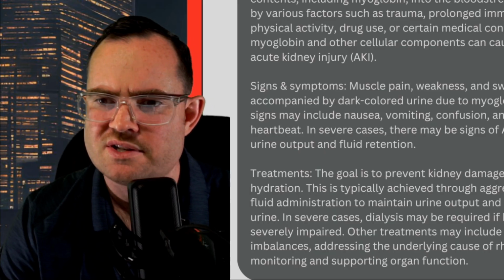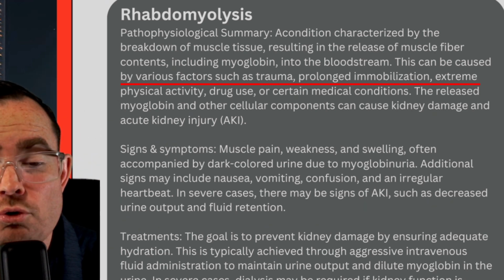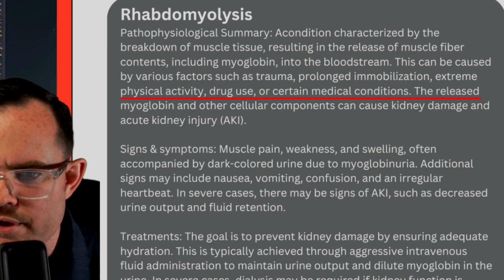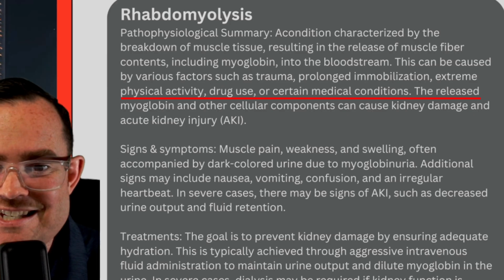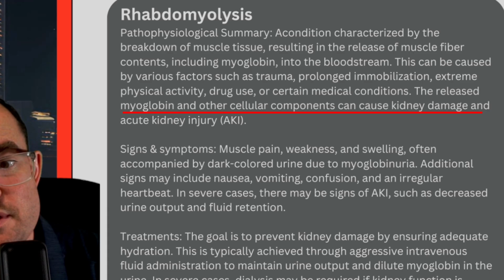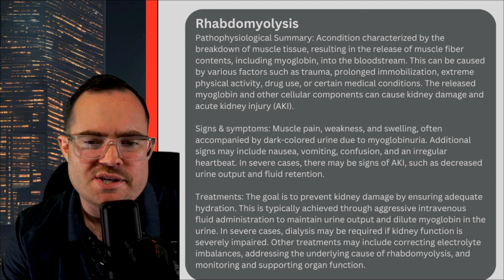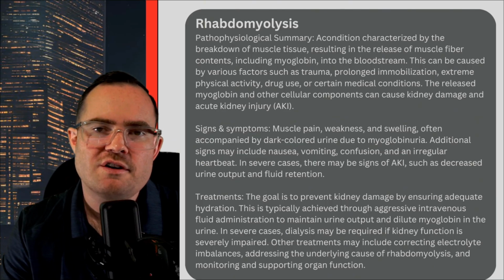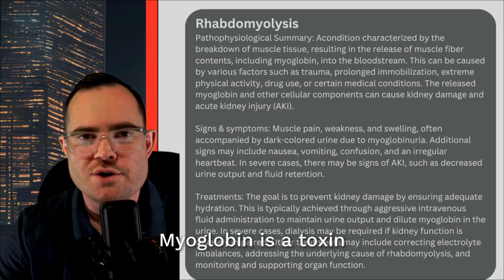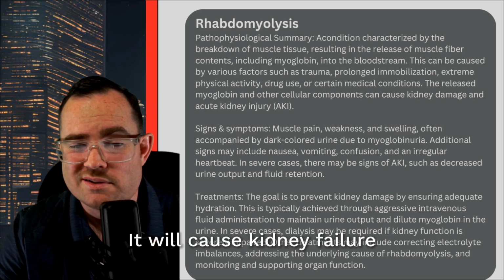It can be hazardous. This can be caused by various factors such as trauma, prolonged immobilization, extreme physical activity, drug use, or certain medical conditions. The released myoglobin and other cellular components will cause kidney damage and acute kidney injury. Now, we know your kidneys are there to filter out your blood from any sort of toxins. Well, guess what? This myoglobin is a toxin that your kidneys are going to have a very difficult time with. And unfortunately, it will cause kidney failure.